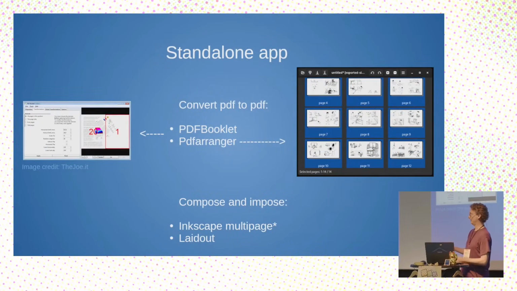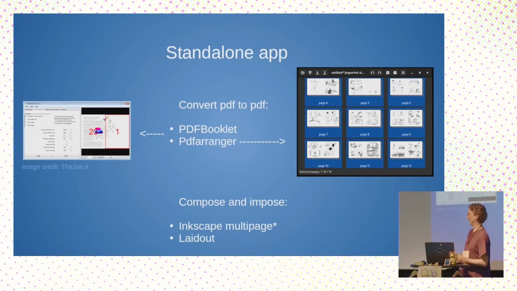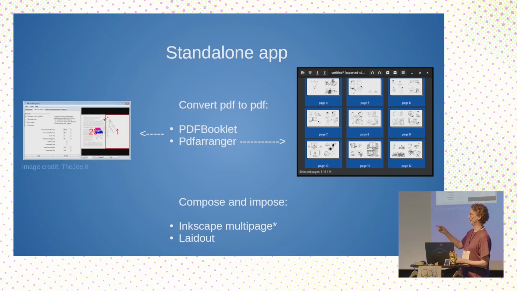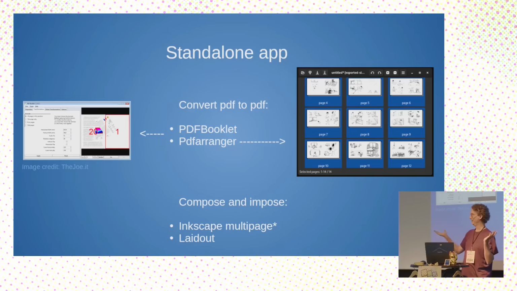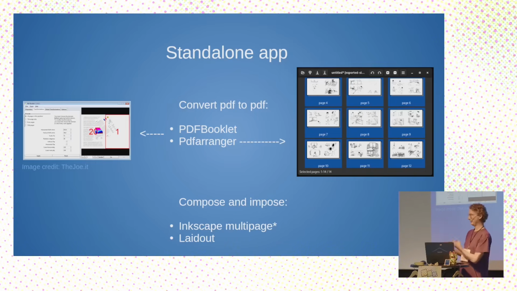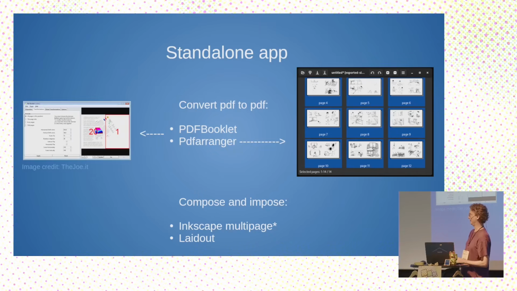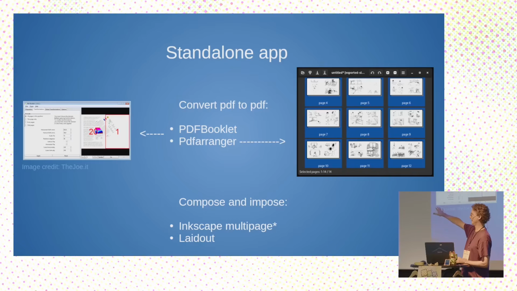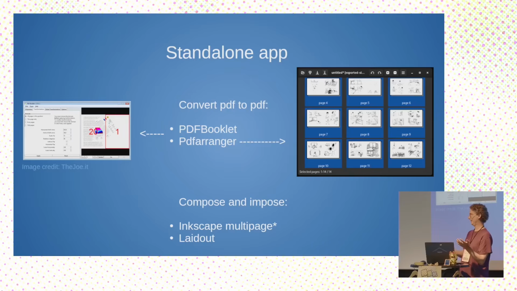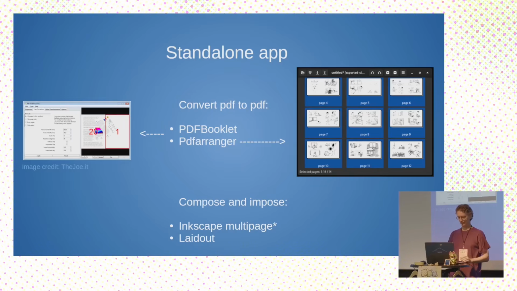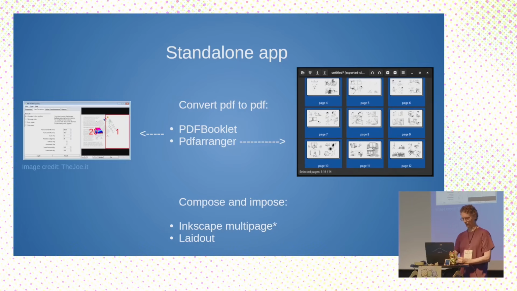And the most robust option because of that is to do a standalone app. And I was also very surprised to learn that there were multiple options for doing a standalone app. There is one called PDF Booklet, which has apparently been around for many years that I had no idea about. I tried to run it, but there's like dependency snafus. I couldn't quite get it to run. PDF Arranger is kind of a GNOME tool, but again, it doesn't have fully flexible imposition features. It's mostly for booklets. And then I mentioned the Inkscape multipage and my own Laidout tool.